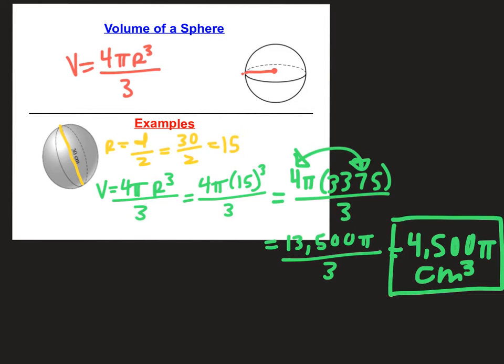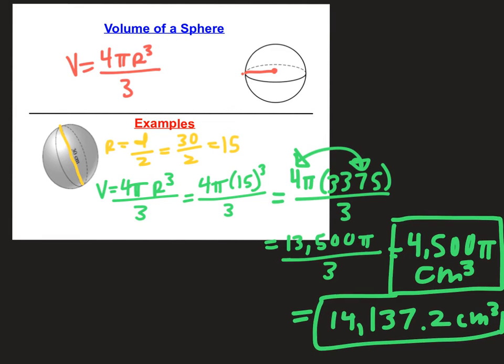Again, if I want to figure out what my actual answer would be, I would multiply it together. When I do that, I get 14,137.2 centimeters cubed. So again, either that option or the one above would work. Your first one's in terms of pi, your second one is rounded to the nearest decimal. Well, nearest tenth.